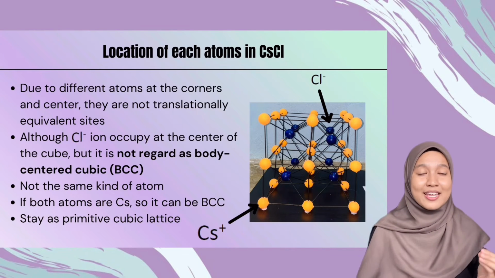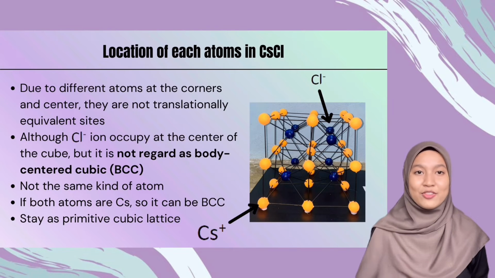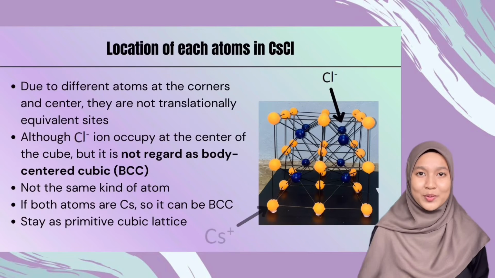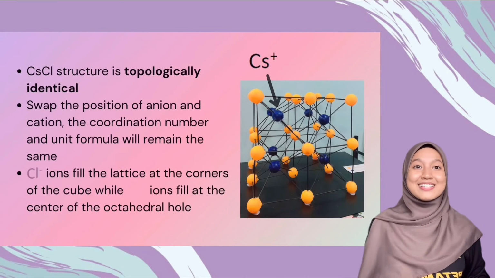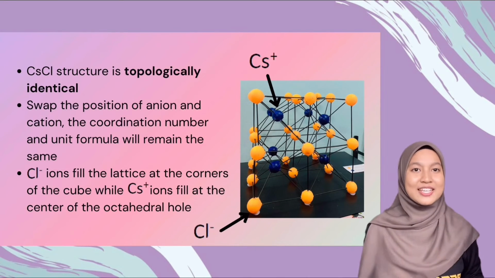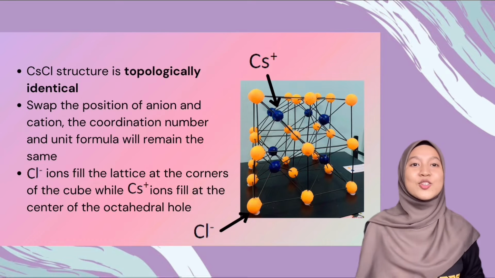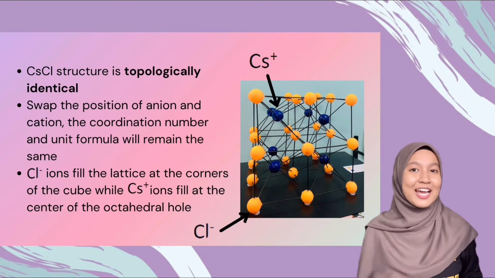If the corners and the center of the cube consisted of the same atom, for example caesium, then it could be body-centered cubic, BCC. Therefore, caesium chloride, CsCl, stays as a primitive cubic lattice. The caesium chloride, CsCl, structure is topologically identical. So what does it mean by topologically identical?